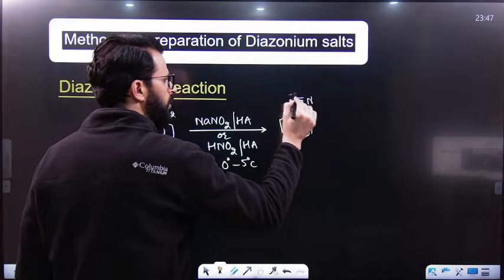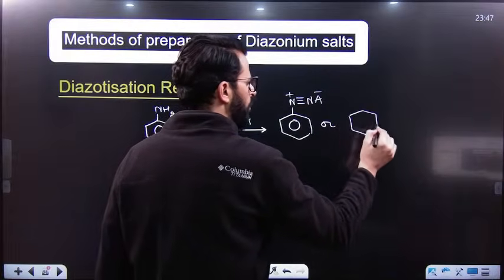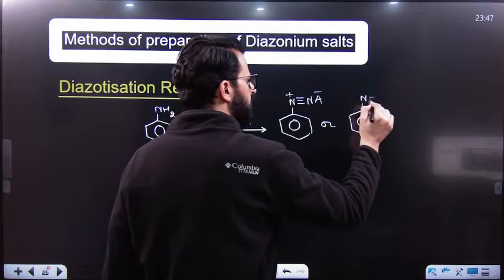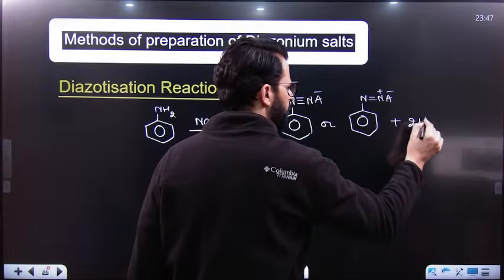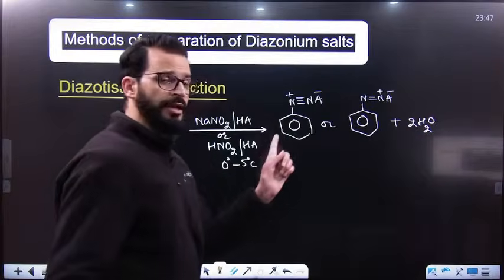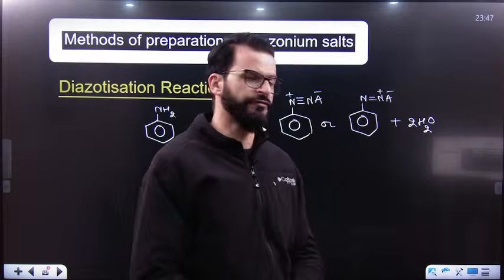Either a triple bond will be between this and this, or there will be a double bond between both nitrogens like this. Then this will have a positive charge, this will have a negative charge, and twice water will be there. So this is stable up to 0 to 5 degrees Celsius, but if the temperature is increased, it will result in the formation of phenol.